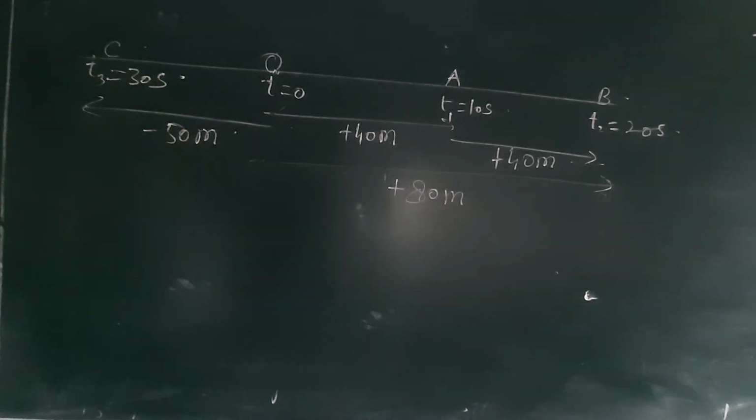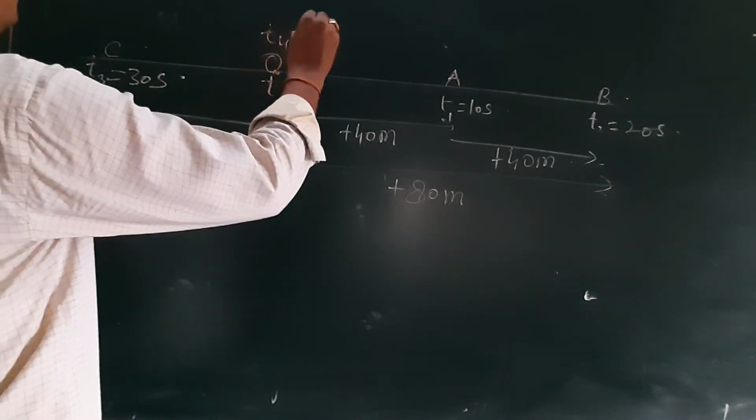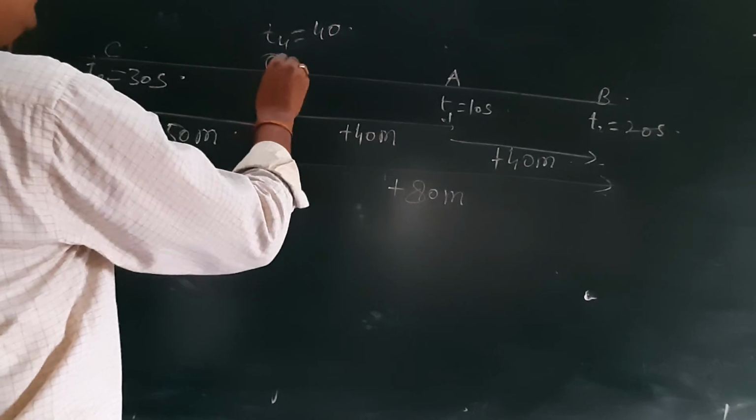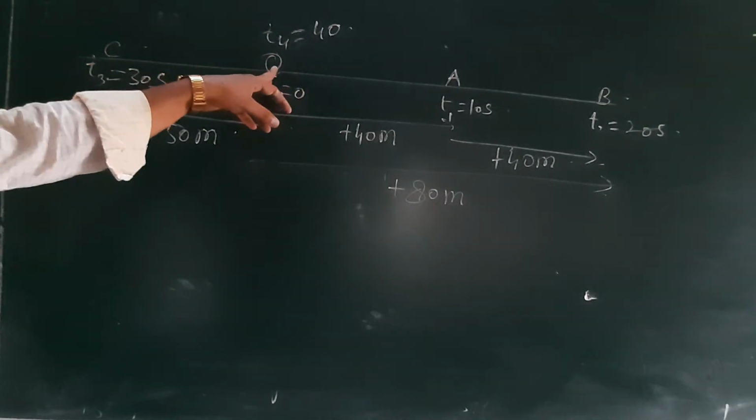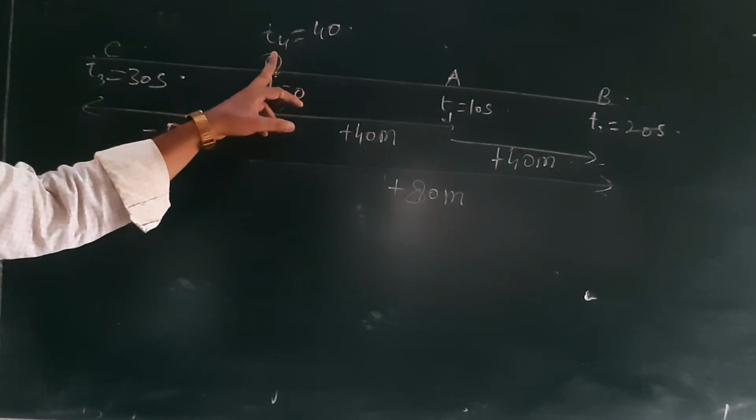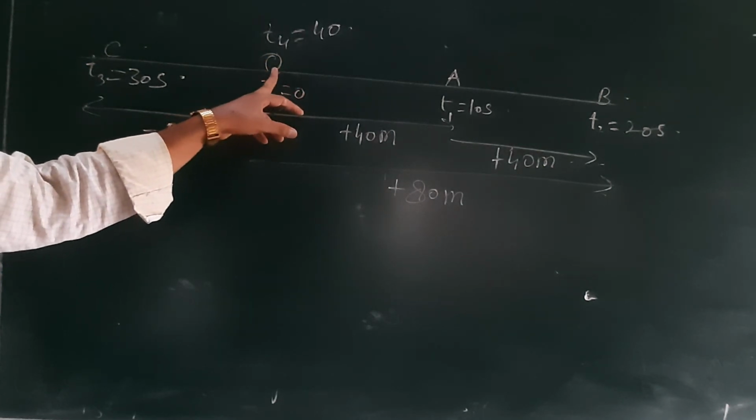So I am supposing at time t4 equal to 40 second, the particle reaches to point O. At this moment the displacement will be 0.